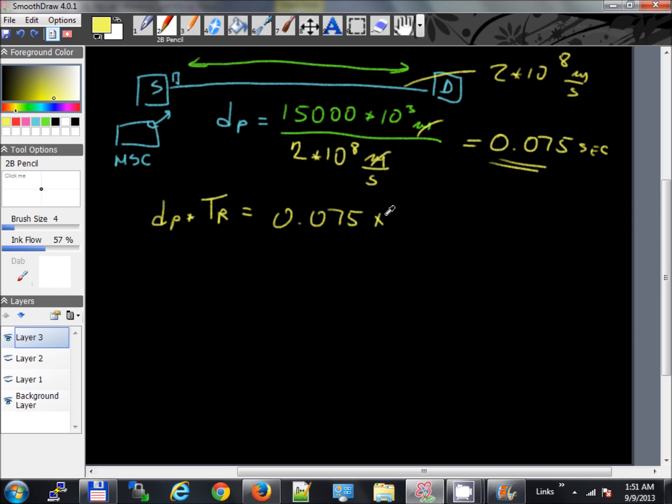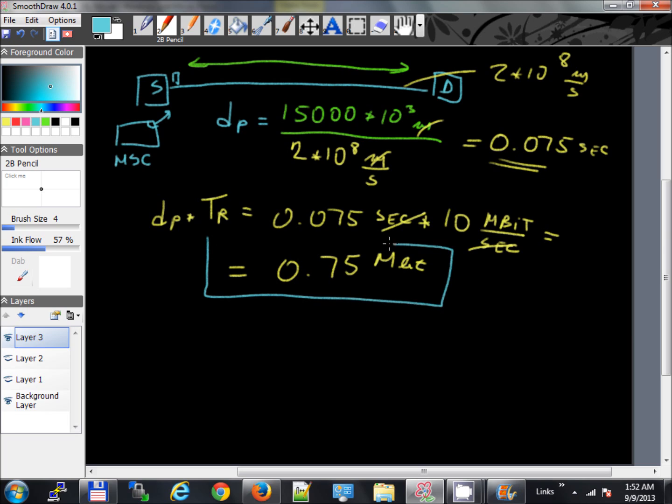Let's just start this all over. So this is seconds times 10 megabit per second. So seconds and seconds goes away, and our result is 0.75 megabit. So that's how much data is sent while the first bit is traversing this link.